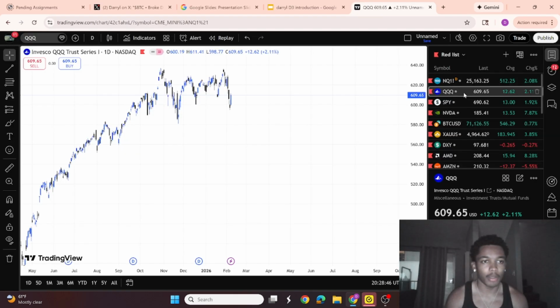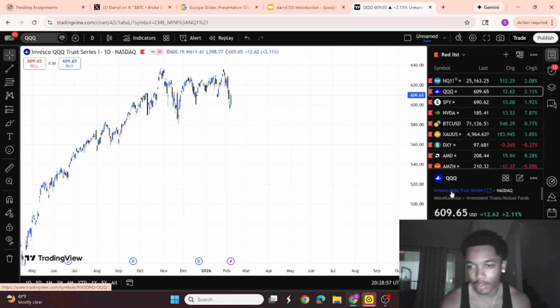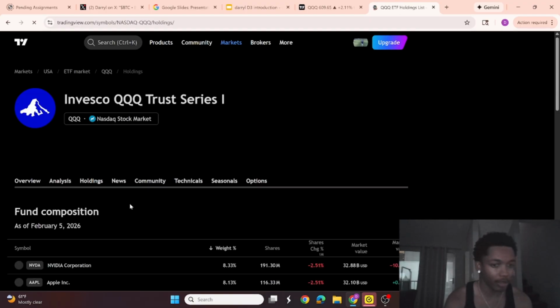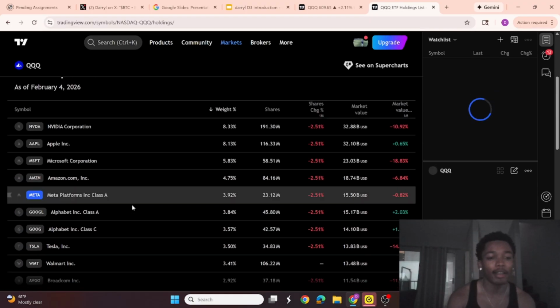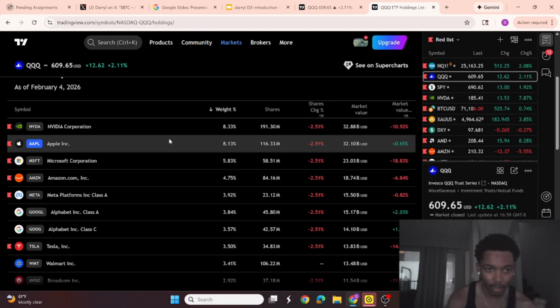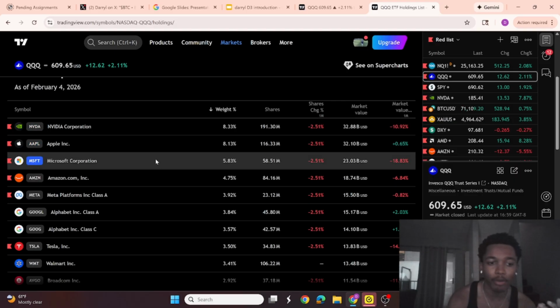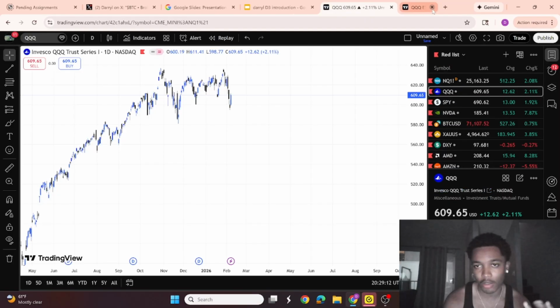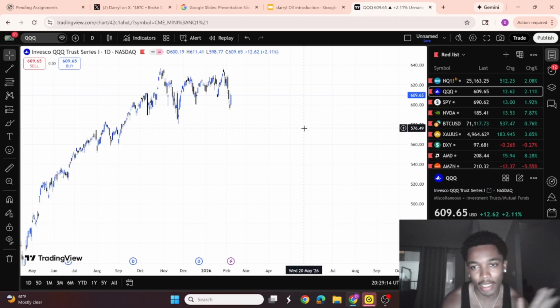All right, currently I'm looking at QQQ, which is an ETF, basically a basket of stocks all into one stock, so like a mega stock. Okay, and you can click right here where it says Invesco QQQ Trust Series, and you can look at literally all the stocks that they hold. So this is mainly a tech-based ETF. So you have Nvidia, Apple, Microsoft, Amazon, Meta. You get the point. This is why people say invest in ETFs, because you're kind of investing in everything.